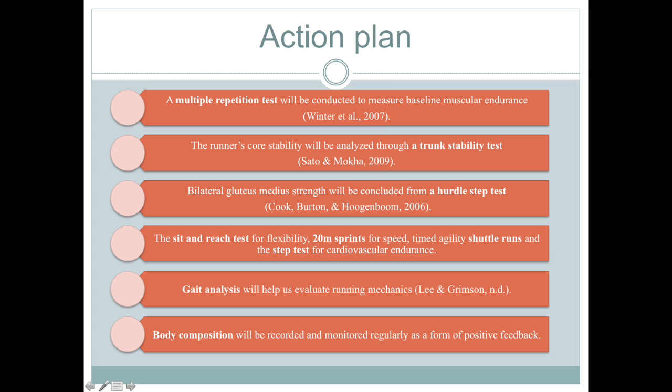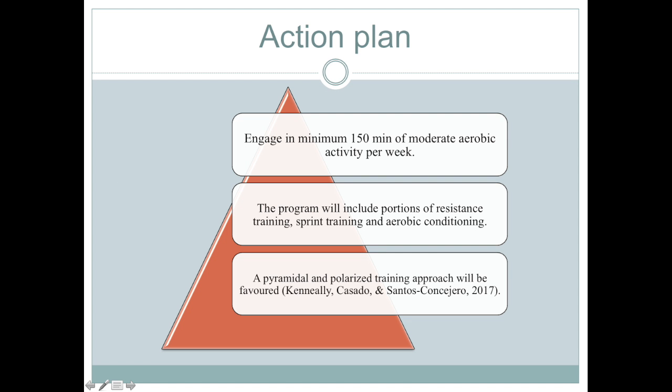Moving forward, my client and I have discussed an action plan to guide exercise prescription. We have organized focused follow-up consultations where he will start by performing physical fitness tests to measure his current physical and physiological baseline data relative to the activity requirements, and they have been listed below. The combination of these tests will help us recognize the client's current strengths and weaknesses, supporting the basis for an exercise program. As per Australian guidelines, the client should engage in 150 minutes of moderate aerobic activity per week, in this case distance running. The program will include portions of resistance training, sprint training, and aerobic conditioning.